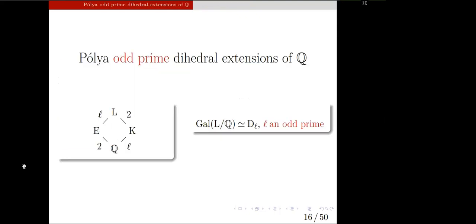Now I want to talk about Pólya odd prime dihedral extensions of Q, and as I said, by an odd prime dihedral extension, I mean a number field L which is Galois over Q and whose Galois group is isomorphic to D_l, the dihedral group of order 2l, for l an odd prime. Please keep in mind these notations throughout this section: L is an odd prime dihedral extension of Q, E is the unique quadratic subfield of L, and K is a subfield of L such that L over K is a quadratic extension. We refer to such a field K as a D_l field. So by a D_l field, we mean a number field with extension degree l over Q such that the Galois closure of K over Q has Galois group isomorphic to D_l.